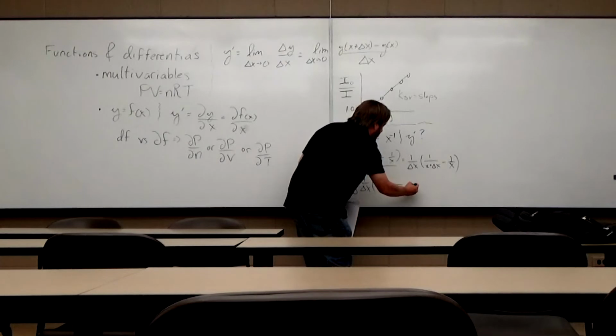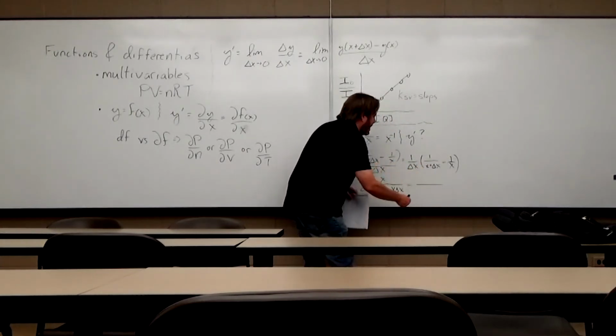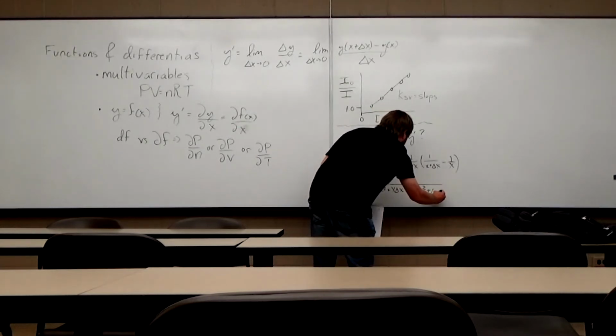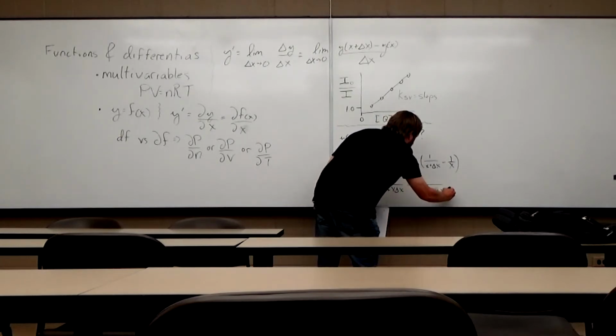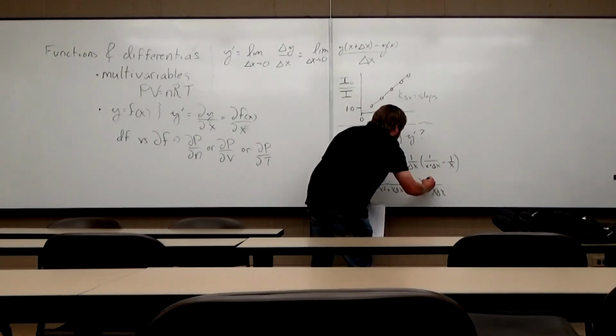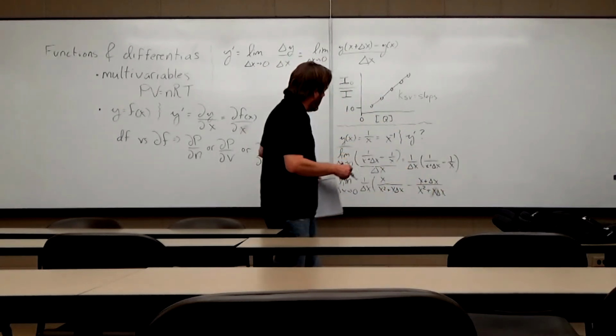Okay, then this guy, you multiply it by x plus delta x, so you end up with the same thing, x squared plus x delta x. It doesn't matter which way you write it. Sorry, kind of stupid, isn't it? x plus delta x. I'm almost out of room. I'm not sure how much room I have on the camera.